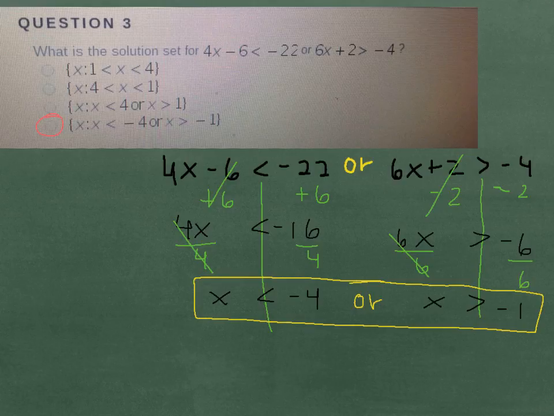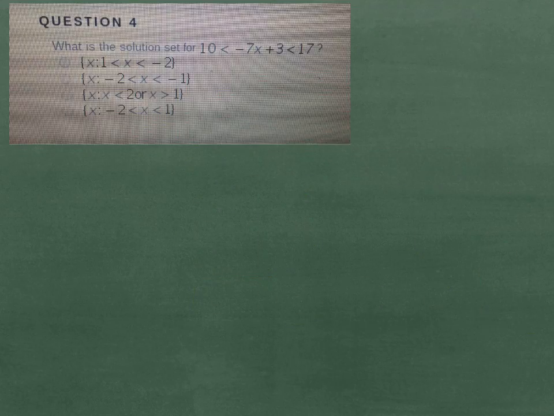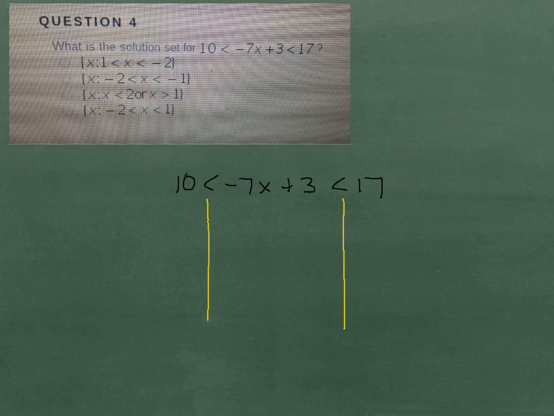Let's move on to question number 4. What is the solution set for positive 10 less than negative 7x plus 3 is less than 17? So we have two inequalities here, and it's all together. This is actually an AND problem. The word OR isn't here for this one. And your goal is to get the x alone in the middle.